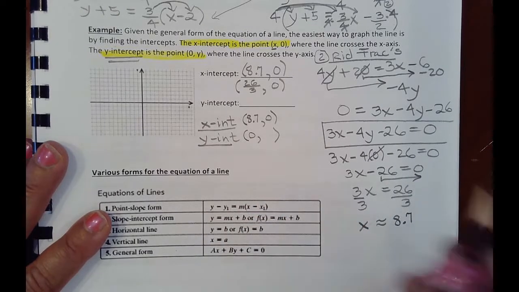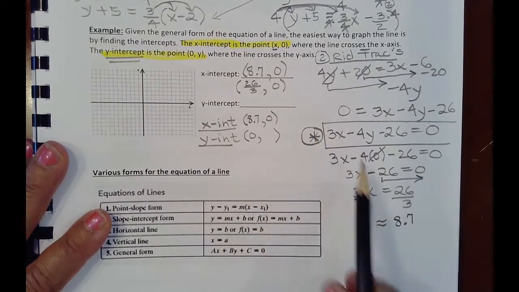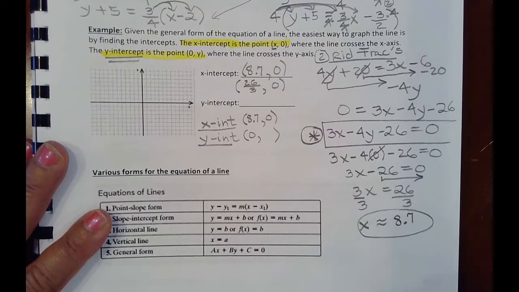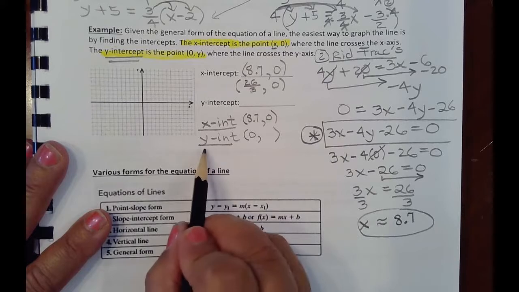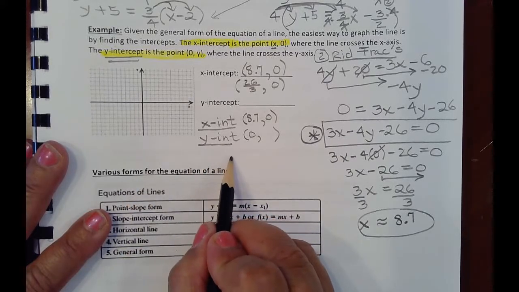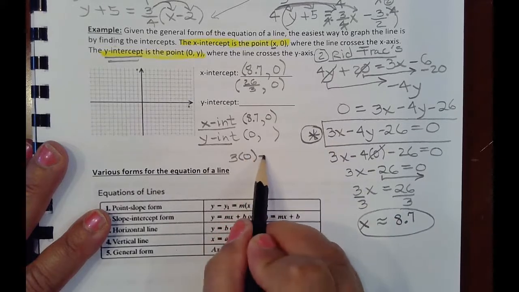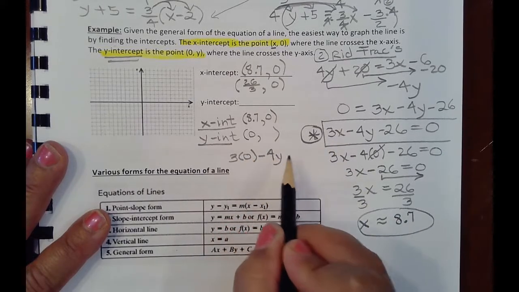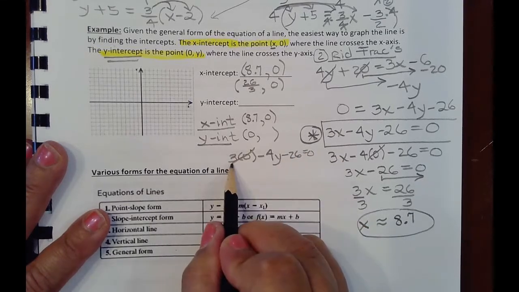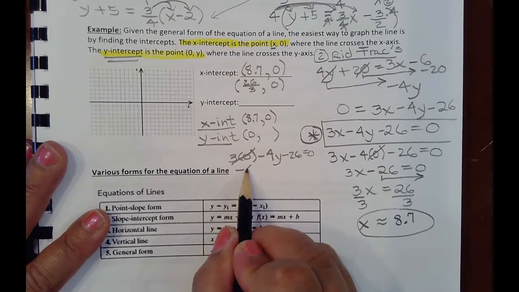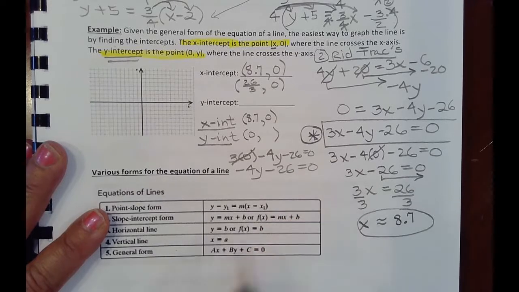Okay, so let me calculate again. Again, I'm going to use this equation, same one that I used when I was looking for the x-intercept. Now I'm going to let the x value be 0. So I'm going to plug in a 0 for x right here. And then I'm going to go minus 4y minus 26 is equal to 0. This is just 0, so it's gone. So really what you have left on the left-hand side is negative 4y minus 26 equal to 0.